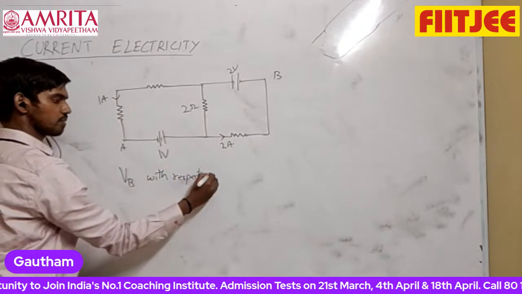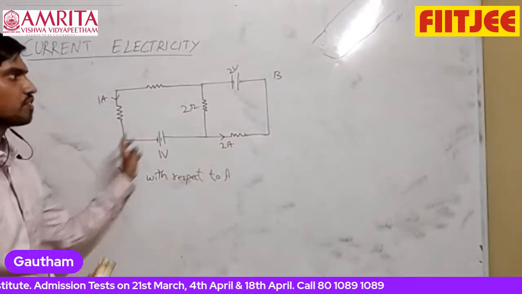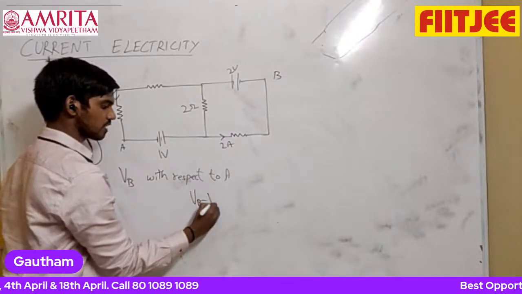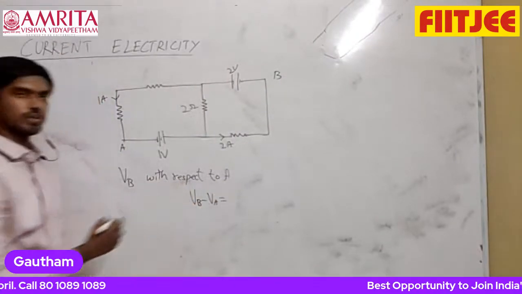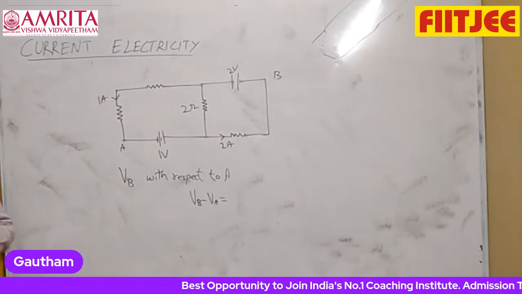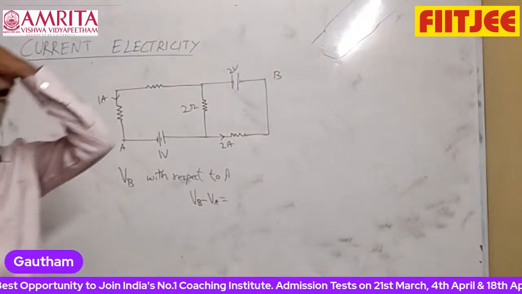First, what is the meaning of this statement? Potential of this point with respect to A means if it's at a higher potential or lower potential. They're asking you to find VB minus VA. That is the meaning of potential of B with respect to A. And options are +1, -1, +2, -2, something like that. So how do you approach this?